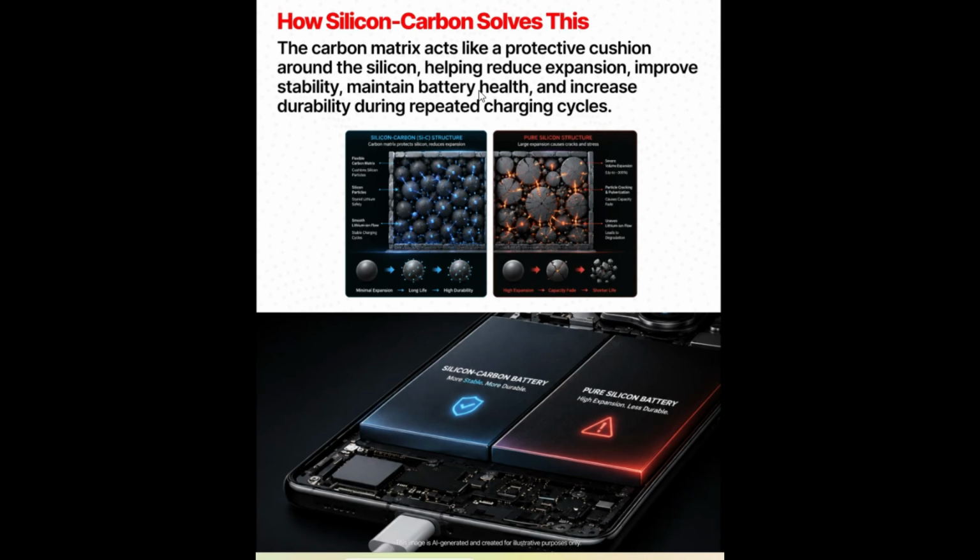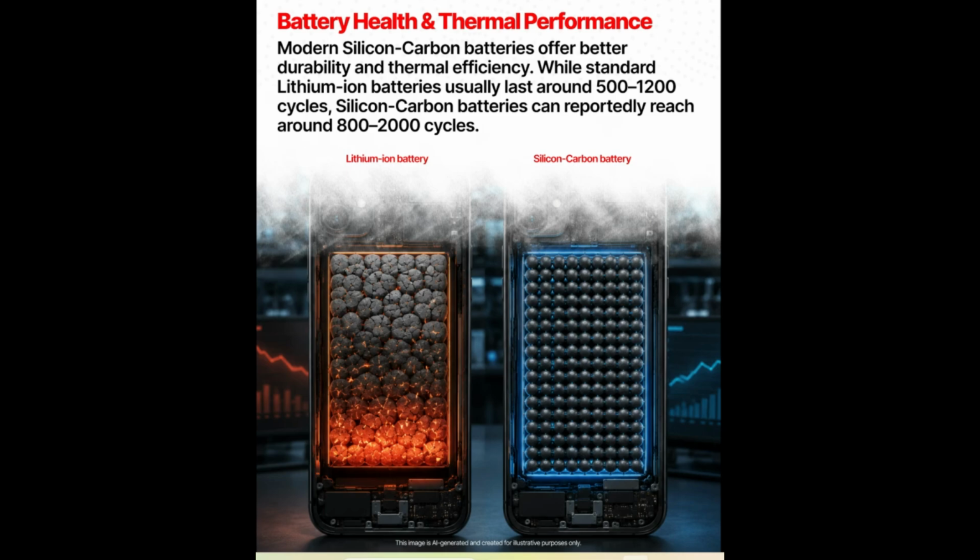So how does silicon carbon solve this? The silicon carbon matrix acts like a protective cushion around the silicon, helping reduce expansion, improving stability, maintaining battery health, and increasing durability during repeated charging cycles. This is the silicon carbon battery versus the pure silicon battery.